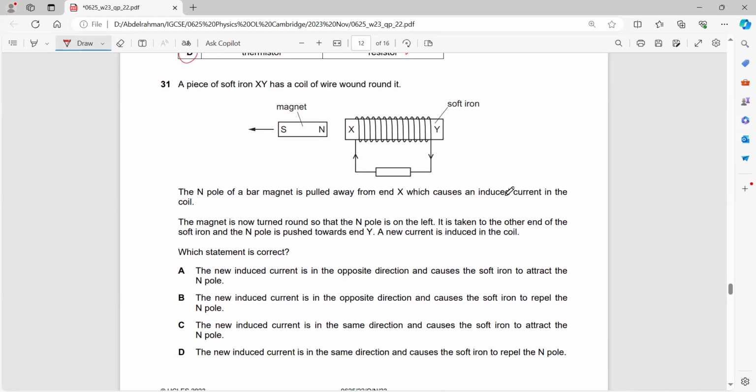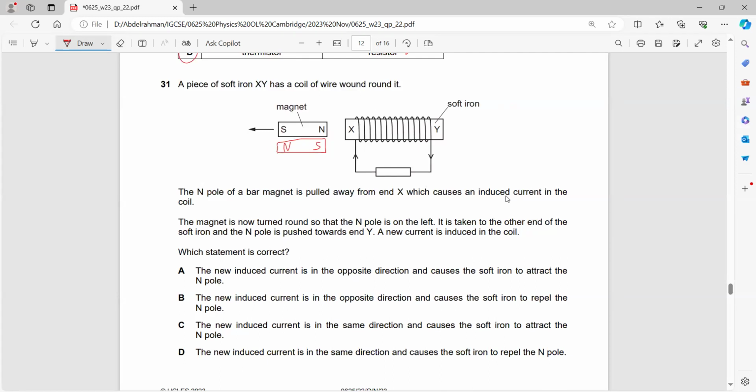A piece of soft iron, XY, has a coil of wire wound around it. The north pole of a bar magnet is pulled away from end X, which causes an induced current in the coil. The magnet is now turned around so that the north pole is on the left and the south pole is on the right.